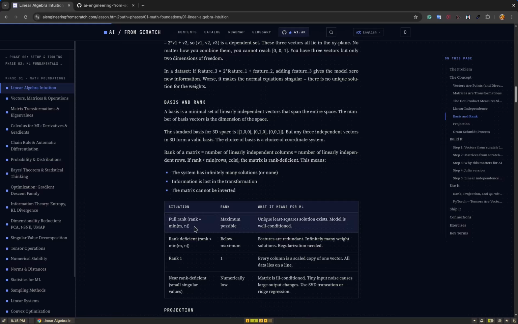Full rank is the maximum possible, with unique least squares solutions, and the model is well conditioned. Rank deficient means rank is less than the minimum and below the maximum.